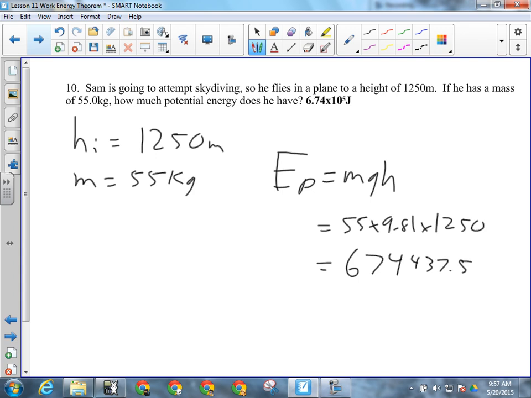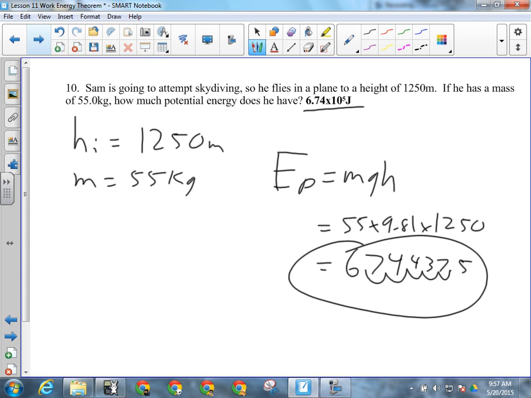So if I have 6.74 times 10 to the 5, what I've done is I've put that in scientific notation just to make it smaller. All right, so I've moved the decimal 1, 2, 3, 4, 5 spots. 10 to the 5. Okay, so it's just in scientific notation. If you got this number here, you did it right.